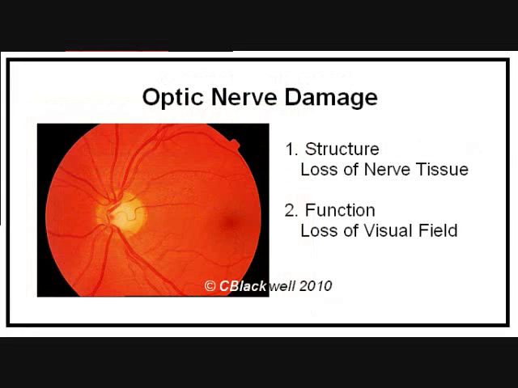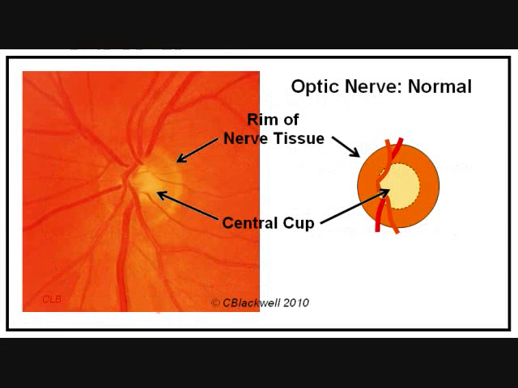Regarding the optic nerve, there are two ways to measure damage. One is to look for structural changes in the nerve, and the other is to look for functional changes. Let's look at both of these. On the left is a photo of a normal optic nerve. The nerve fibers are located in the orange-colored rim. The paler center is the cup, kind of like the hole in the center of a lifesaver. Note the orange rim is even all the way around.